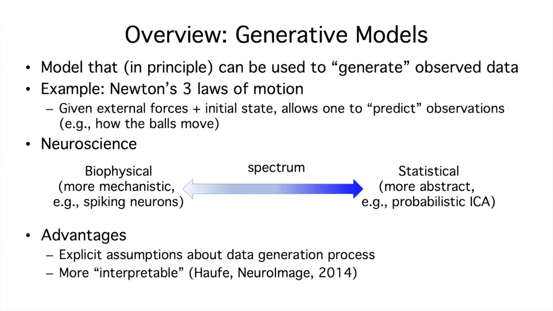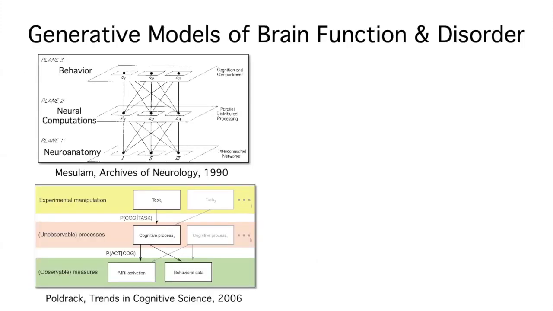The reason why I like generative models is that they usually make explicit claims about processes underlying the data. Therefore, the parameters are usually more interpretable and can potentially be used to derive insights into the brain. For example, there's a lot of work conceptualizing hierarchical relationships among behavior, neurocomputations, and neuroanatomy, or task, processes, and brain activation.